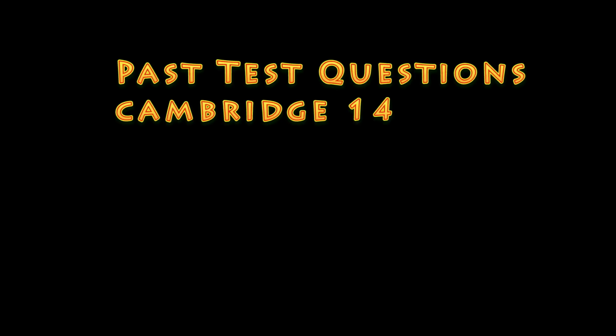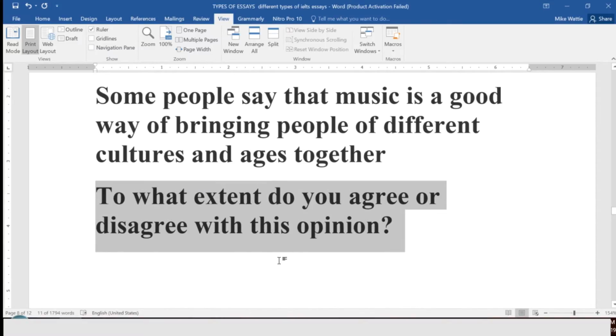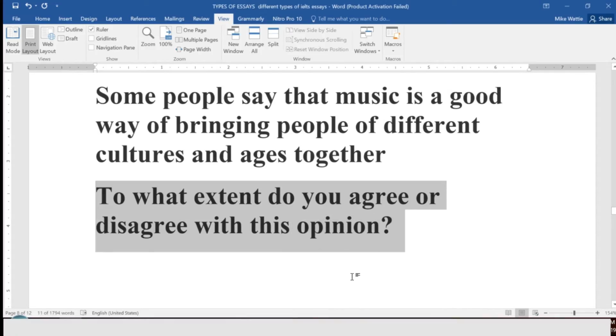Let's have a look at the first task and see what type of essay it is. Some people say that music is a good way of bringing people of different cultures and ages together. To what extent do you agree or disagree with this opinion? Now, is this essay asking for your opinion, both sides and your opinion, or is it asking two questions? Clearly, it's just asking for your opinion and nothing else. It's an opinion essay.